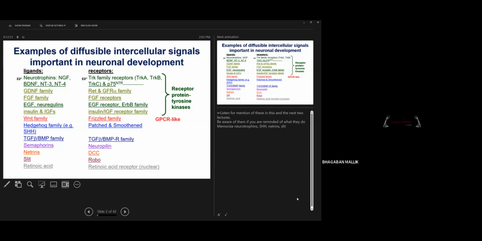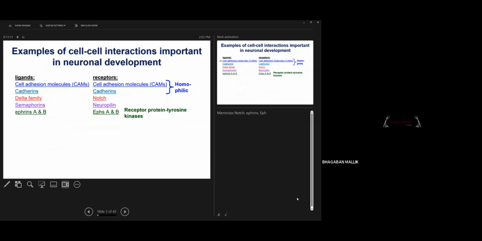So this is neurotrophin for the tyrosine kinase. You have the FGF family, the fibroblast growth factor family, with the FGF receptor; the Hedgehog family, with the Patched and Smoothened receptors. These are the targets. You have the TGF beta family, with the TGF beta or BMP receptor. Then you have netrins and Slit, with the Robo receptor. So all these things are in the slide. Just go over this and we'll put the multiple choice question. Don't have to memorize anything.